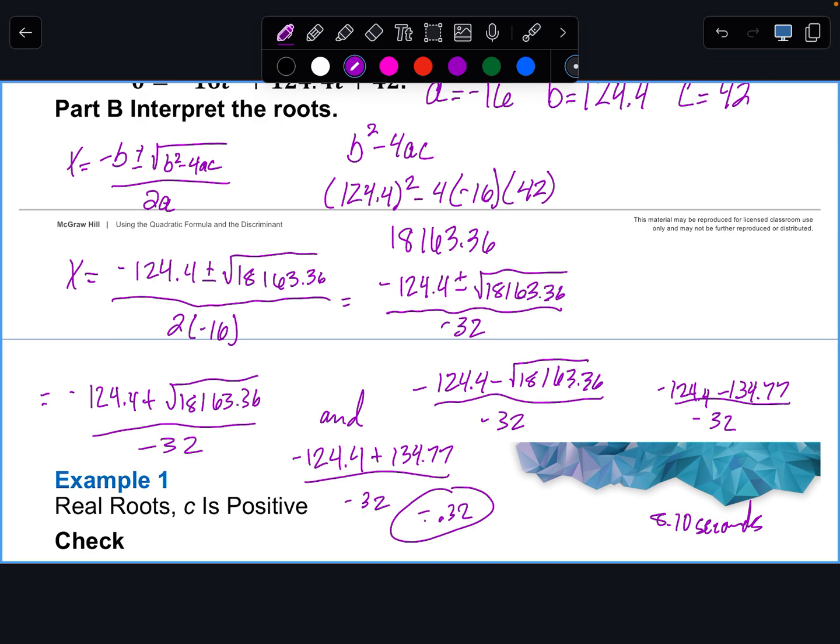Questions? Yeah. Would those be like your x-intercepts too then? Yeah, those are the x-intercepts. Yep.